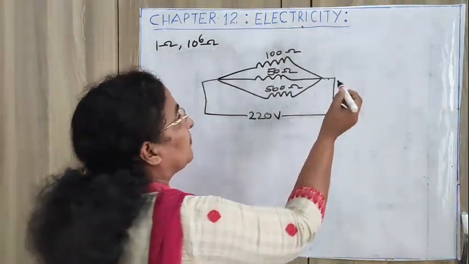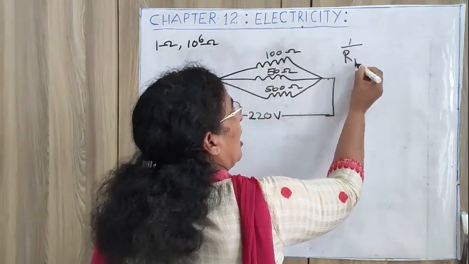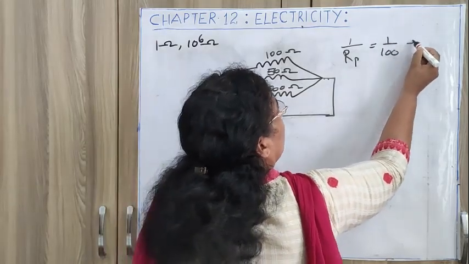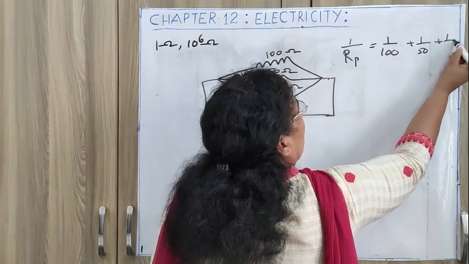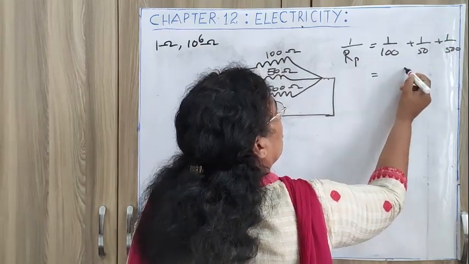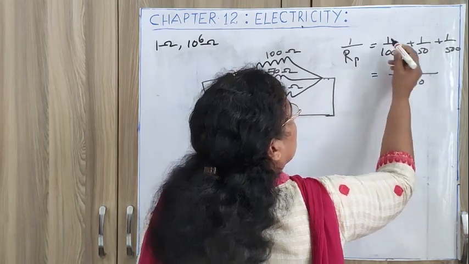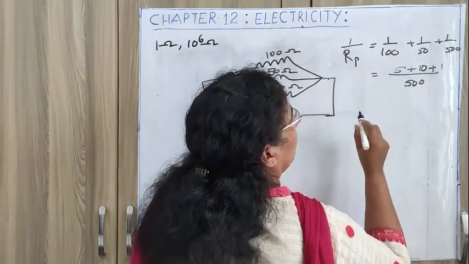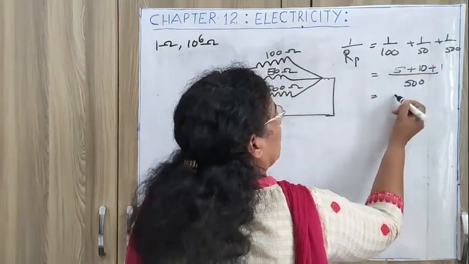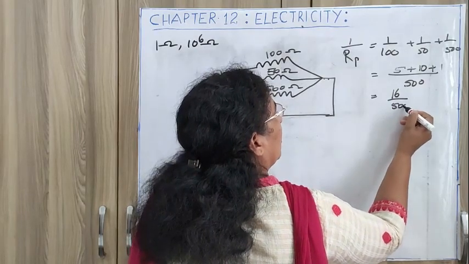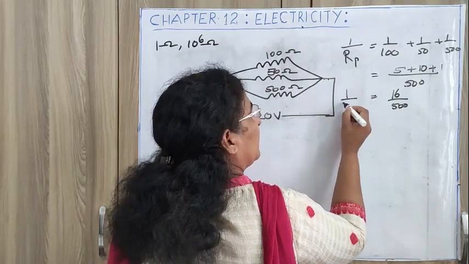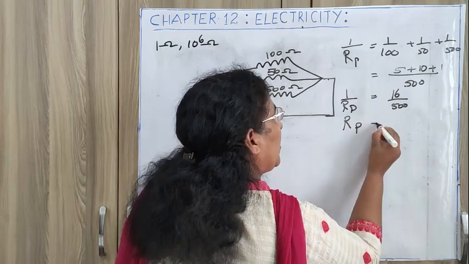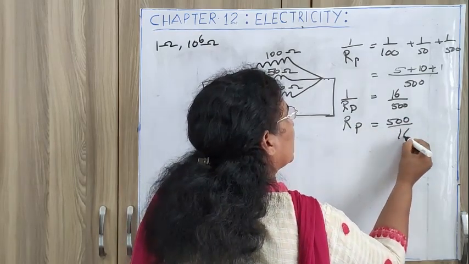So the formula should be 1 upon Rp. 1 upon Rp is equal to 1 upon 100 plus 1 upon 50 plus 1 upon 500. So that should be equal to, 500 will be there, so 5 plus 10 plus 1. That will be 5 plus 10, 15 plus 1, 16. 16 upon 500. So this is 1 upon Rp. 1 upon Rp equal to 16 upon 500. So Rp should be equal to 500 upon 16.